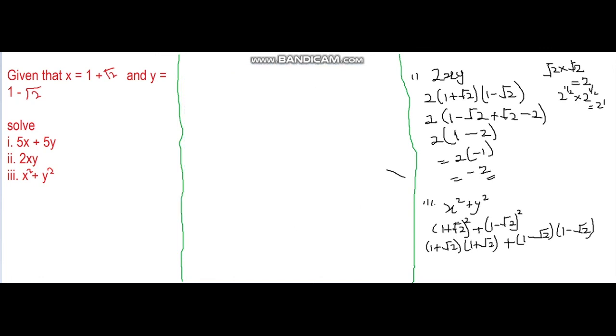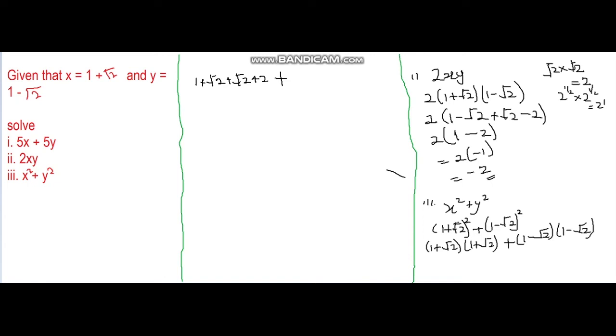Okay, so as we are opening the bracket, we are going to get 1 times 1 for the first two brackets. 1 times 1 is 1, right? Then 1 times square root of 2 gives me plus square root of 2. Then square root of 2 times 1 gives me plus square root of 2. Then square root of 2 times square root of 2 gives us plus 2. That's for the first bracket.